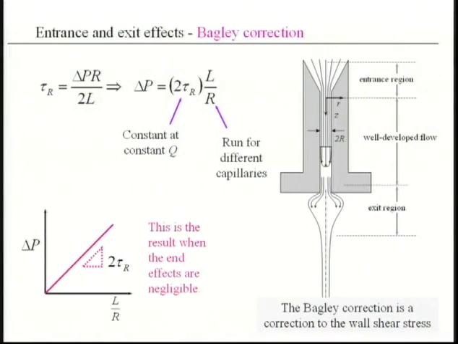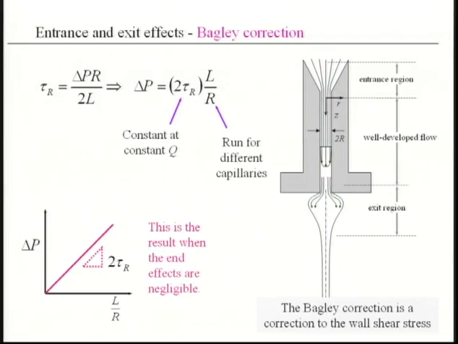The second test for entrance and exit effects is very widely applied, and we do this in the laboratory in the fall. And this is a test that, in aggregate, gives us the effect of whatever's going on at the entrance and whatever's going on at the exit.